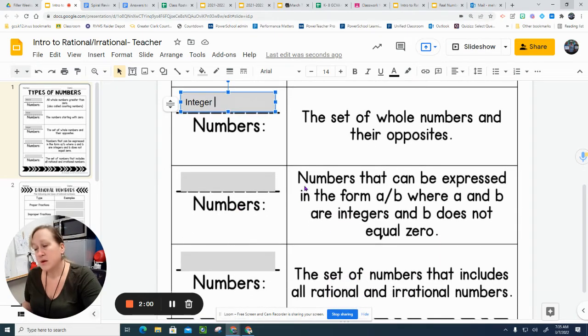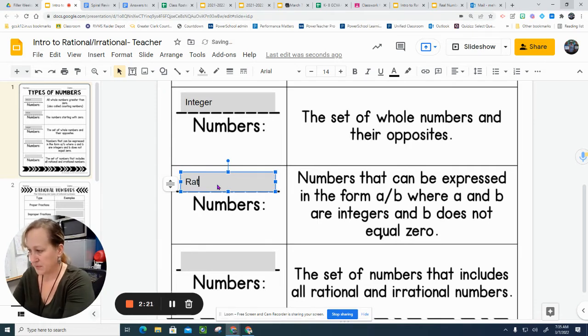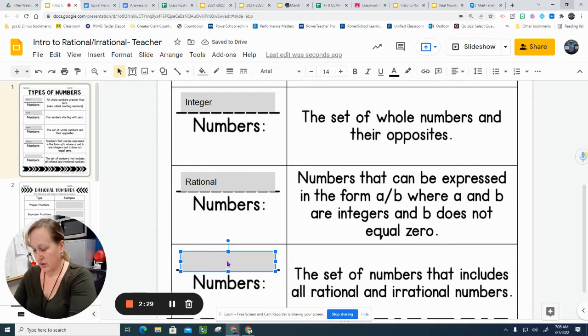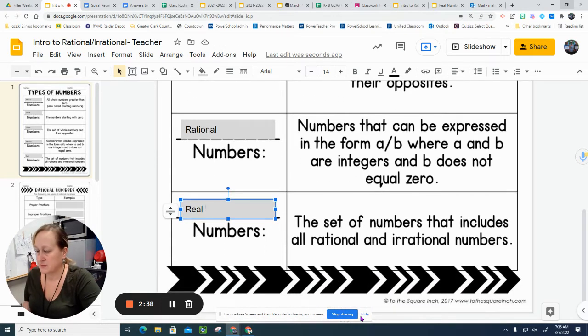Rational numbers are numbers that can be expressed in the form a over b, where a and b are integers and b does not equal 0. So in other words, if they can be expressed as a fraction without a 0 on the bottom and without an infinite number like pi in it, it is rational numbers. All of these together plus your irrational numbers are all of your real numbers. All right, let's go to the next page.